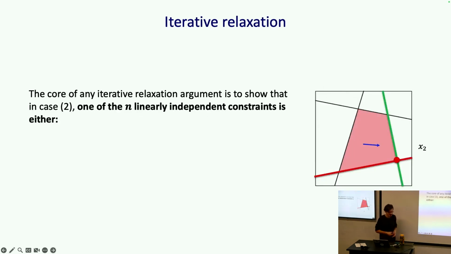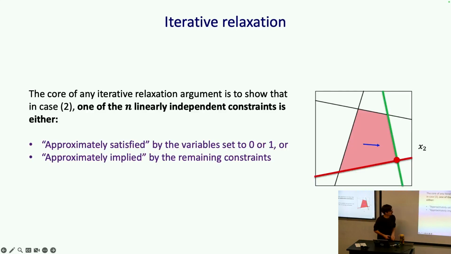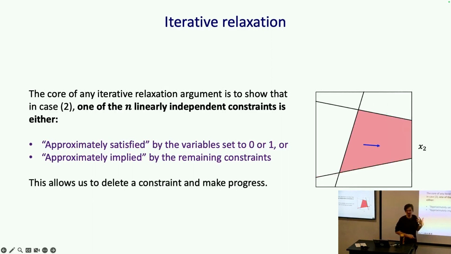So the core of this argument, the only thing that we did was decide, when we were in this case, what constraint do we drop? And basically what we have to prove is that whenever you're in this case, there's some constraint that's approximately satisfied by the variables that are already set to 0 or 1. So you look at this lower dimensional space that you're in now that you've fixed certain things to be 0 or 1. And you say, OK, I'm going to check all of my constraints at this point. And I'll find one that's approximately satisfied by the variables I've already set, or is approximately implied by the remaining constraints. And then I'll delete it, I'll make progress, and I'm happy.